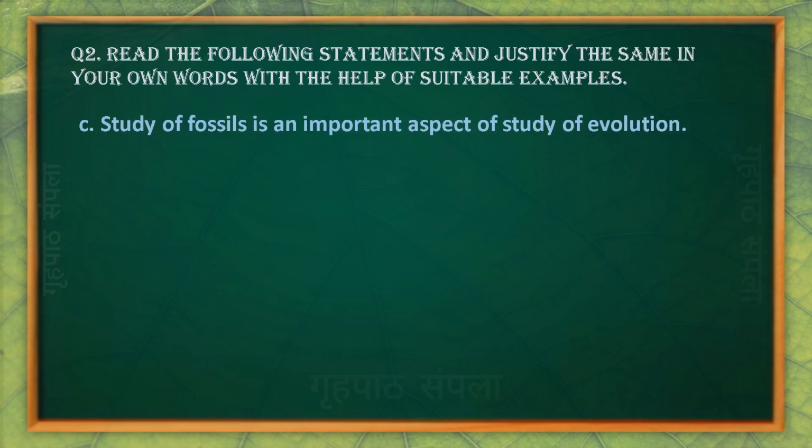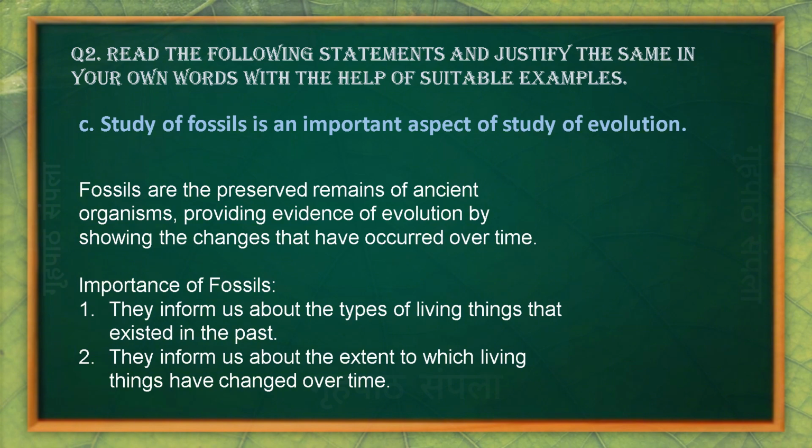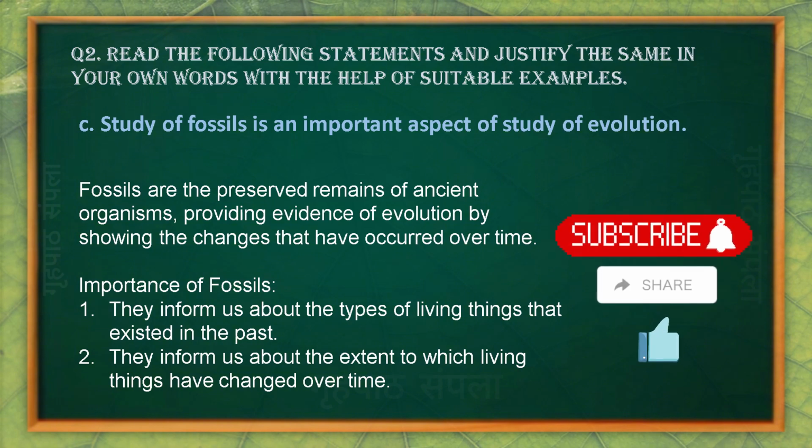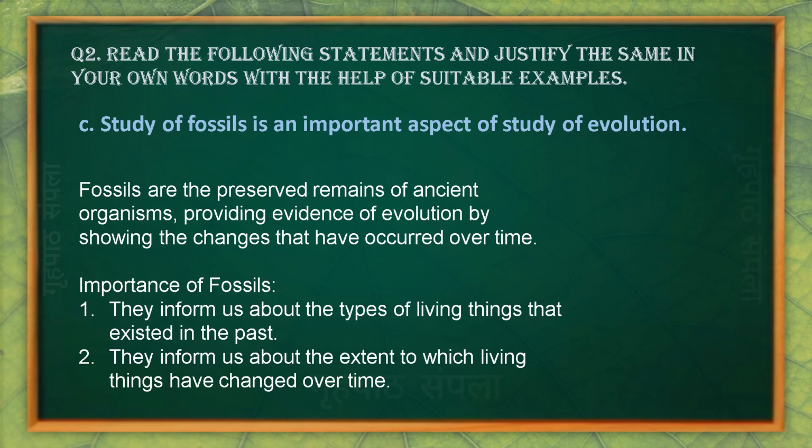C. Study of fossils is an important aspect of study of evolution. Answer. Fossils are preserved remains of ancient organisms, providing evidence of evolution by showing the changes that have occurred over time. Importance of fossils. 1. They inform us about the types of living things that existed in the past. 2. They inform us about the extent to which living things have changed over time.